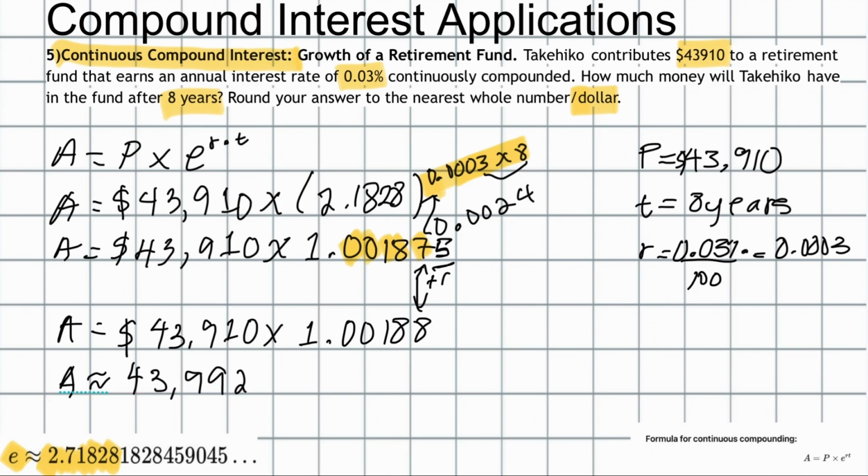Okay, and it's not a great difference because the rate is so small, it's so little that in 8 years the amount went from 43,910 to 43,992. So it was a very small amount of money because the rate per se was very small, 0.03%.